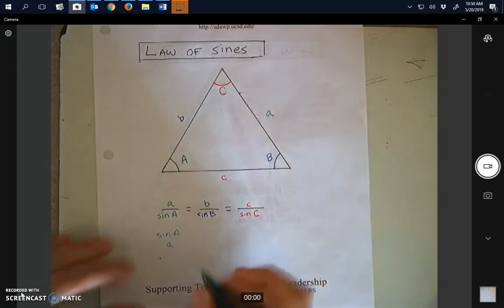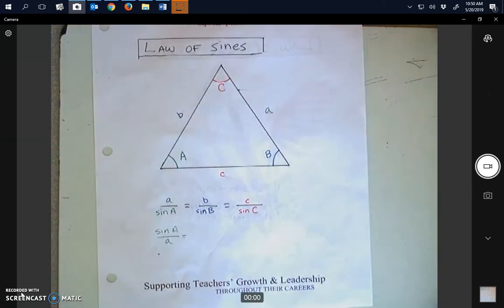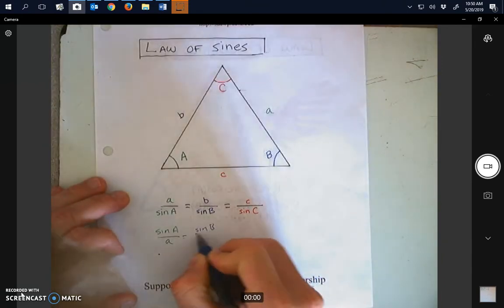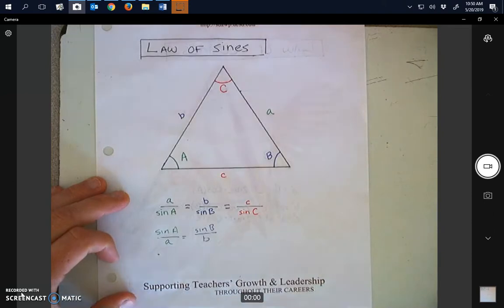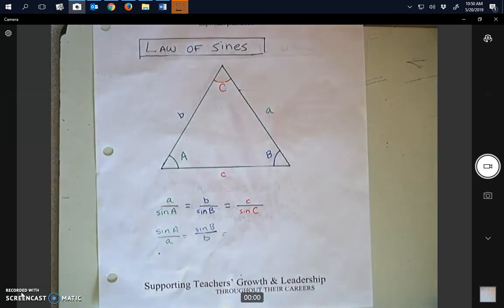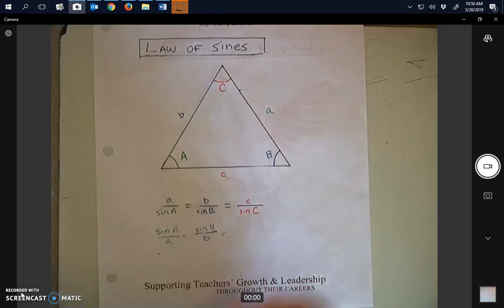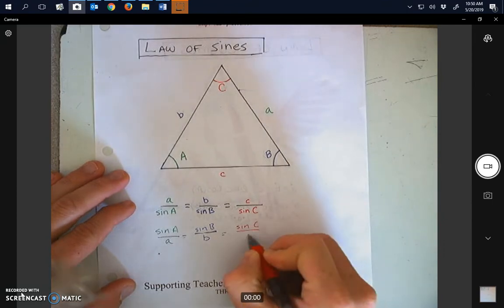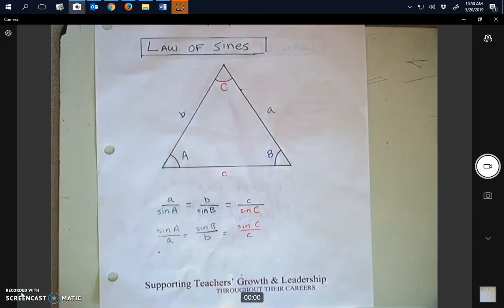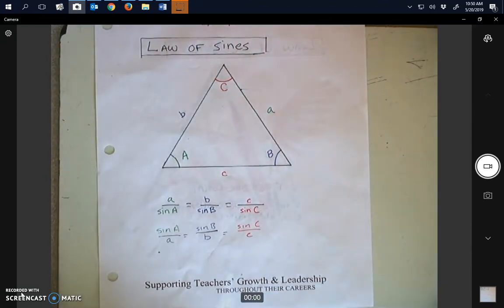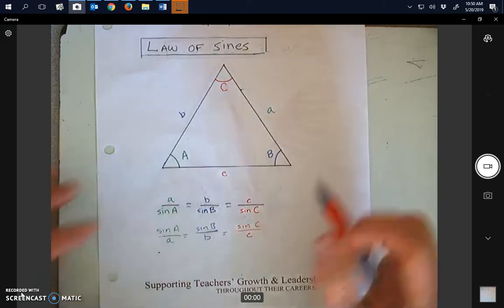And then we have a line here. And then we would have sine of B over B. And then finally, we would have our C, and it would be sine C over C. So either of these two will work, okay? And we're going to go back and forth to both of them. We want whatever our unknown is to be in the numerator, which is the top. So let's go to the first question.